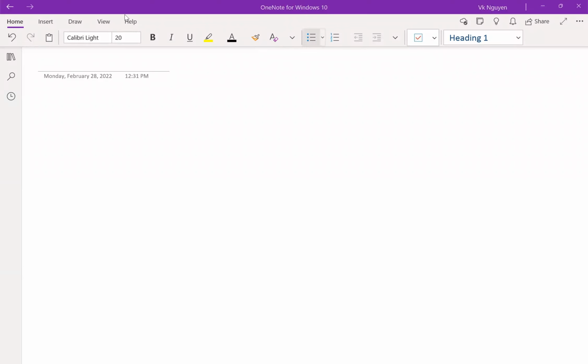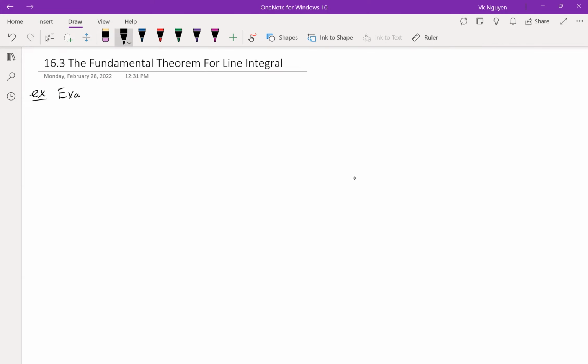Today we're gonna move into section 16.3 and we're gonna study the fundamental theorem for line integrals. The line integral, where here comes the vector field F.